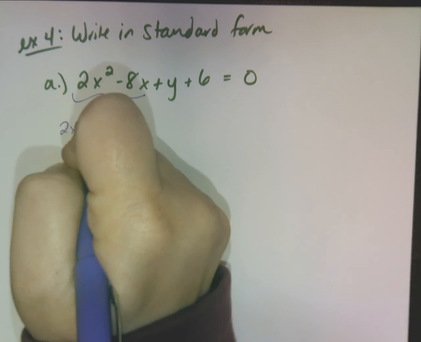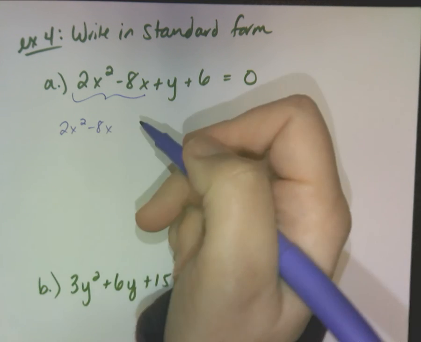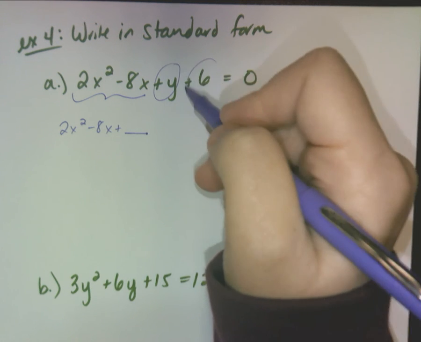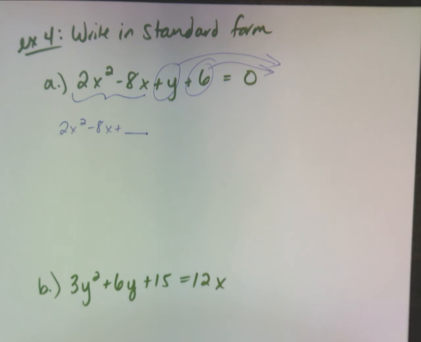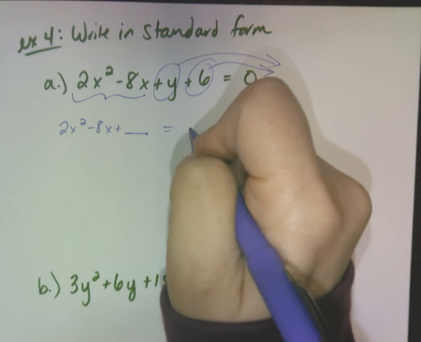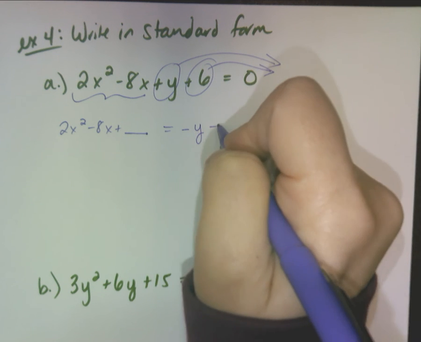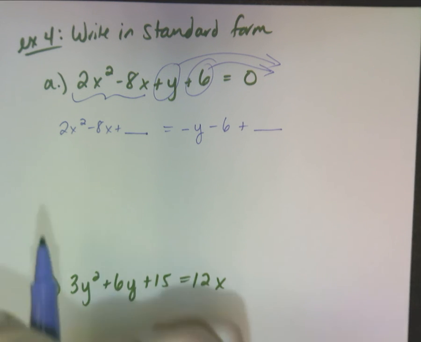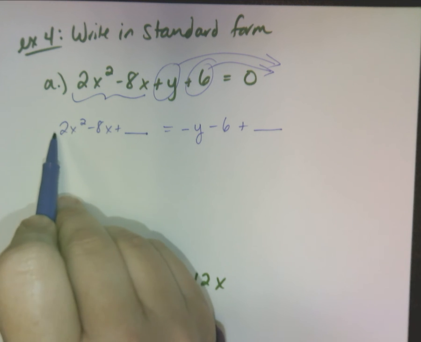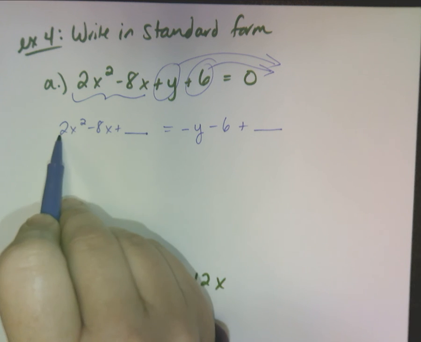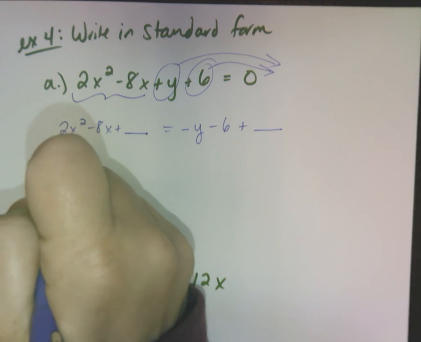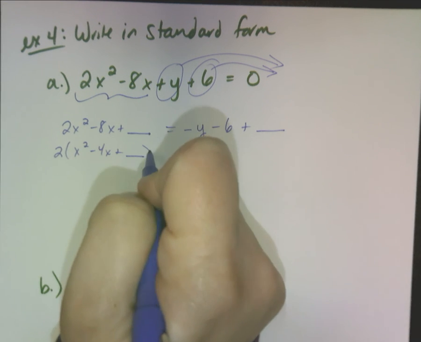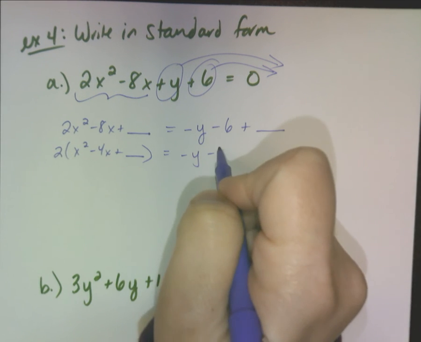So 2x squared minus 8x, you're going to put plus blank. These two things that are not squared, you're going to move over, and change their signs, obviously, when they move over. And then put plus blank. If there's a number in front, like there is right here, you're going to have to factor that out. This you can just leave.